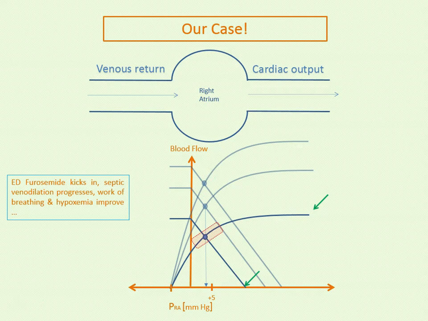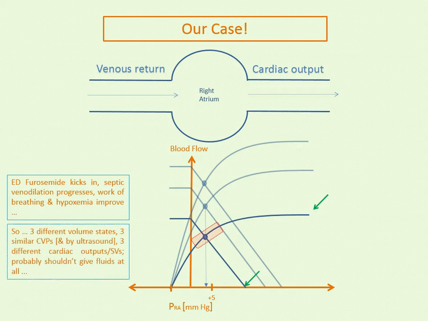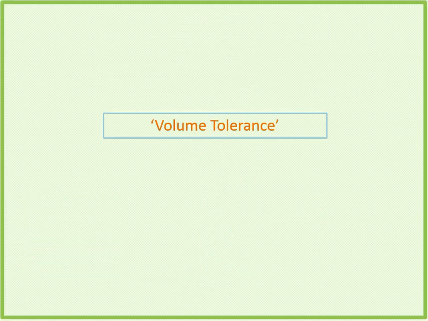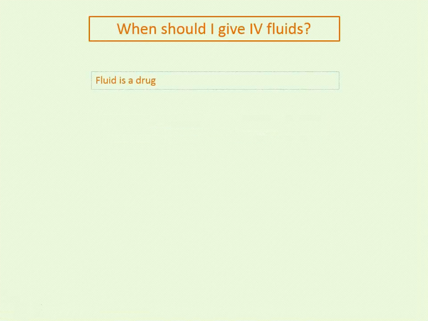And here that red highlight of the slope of the Starling curve demonstrates that the venous return curve is now intersecting a fluid non-responsive state. So three different volume states, three similar central venous pressures, three similar degrees of IVC collapse, assuming that in all three states the patient breathes in to the same degree, but all with different cardiac outputs, all with different stroke volumes. And in each state, given what we know about this case, in all cases, you probably should not give this patient fluids. So that leads to this notion of volume tolerance.